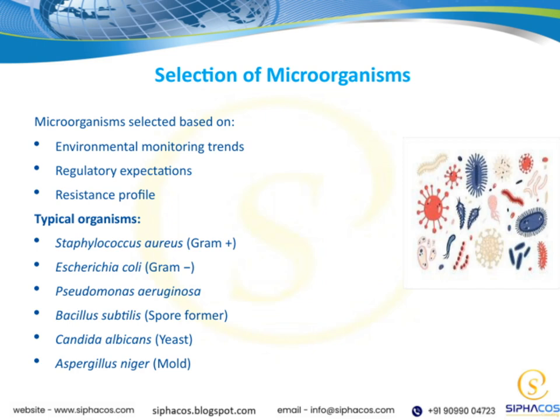Now, when it comes to the typical organisms we focus on, you'll notice a mix of bacteria, fungi, and yeasts. For bacteria, we have Staphylococcus aureus, which is gram-positive, and Escherichia coli, a gram-negative. We also include Pseudomonas aeruginosa, known for its resilience and impact in healthcare environments. Bacillus subtilis is on the list because it's a spore-forming bacterium, which makes it particularly resistant to certain sterilization methods. On the fungi side, Candida albicans is a common yeast that we often encounter, especially in immunocompromised patients. Lastly, Aspergillus niger represents mold species that can be problematic in various settings.